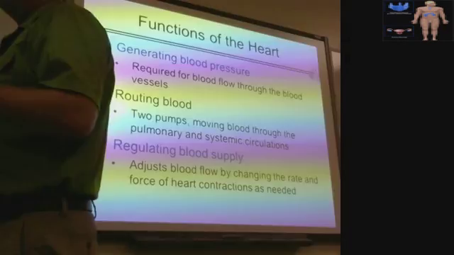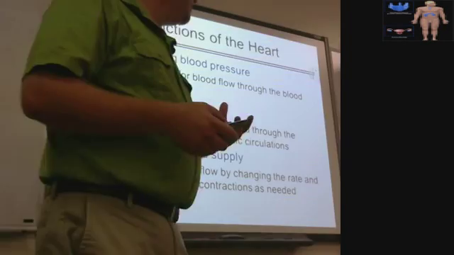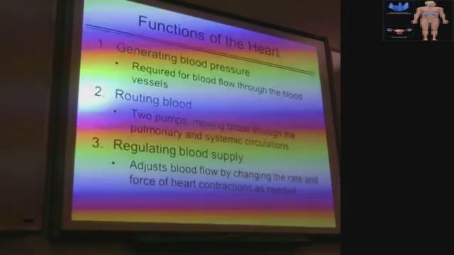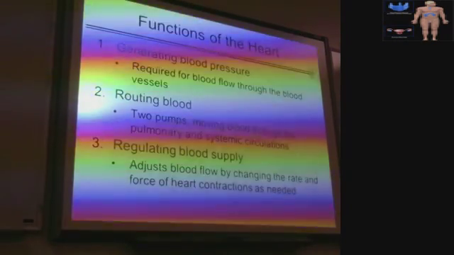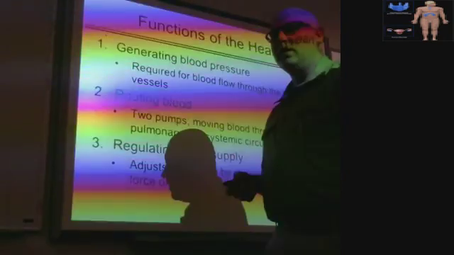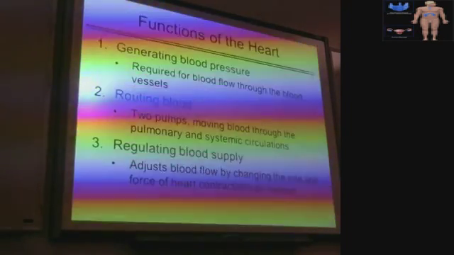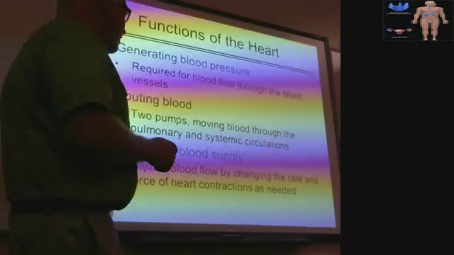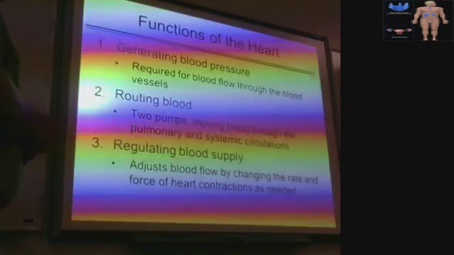Routing the blood. There's two different pumps. You have your ventricles and your atrium. Two pumps moving the blood through the pulmonary and systemic circulatory system. We'll learn which one pumps where. Atria pump to the other parts of the heart, where the ventricles pump out, but we will get more specific and figure out which ventricle pumps where. Regulating blood supply. The blood supply is regulated by changing the rate and force of the heart contractions.